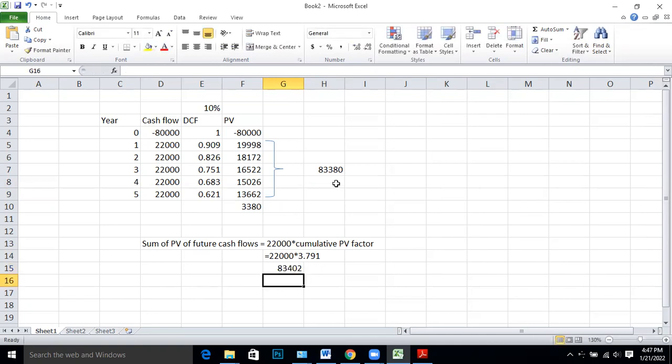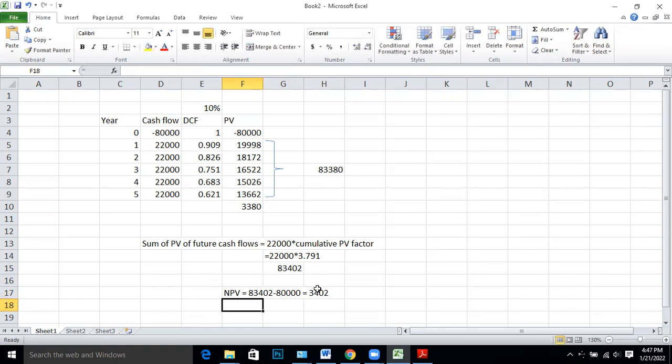See, 83,402. Here we got 83,380. A small difference is there. That is because of rounding off error. That's okay. That difference is acceptable. Then NPV will be that 83,402 minus the investment of 80,000, which is 3,402.